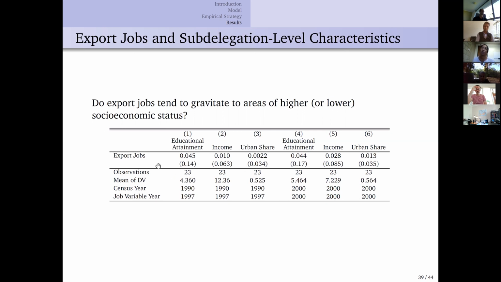However, if you take the whole pattern, it looks like export jobs tend to be going towards areas with higher educational attainment, higher income and higher urban shares. Very, very small coefficients, but in case this is something that could be driving the heterogeneity instead of export jobs, we're going to run a specification that checks for that. The other thing is that this is at the area level. Maybe export jobs tend to be located in areas with higher income and higher educational attainment on average.